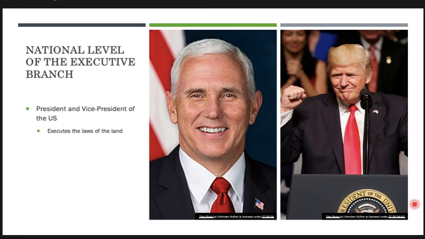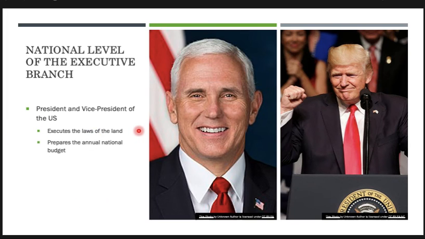So law enforcement is an extremely important part of American society, and our executive branch of government at all three levels are the ones responsible for it. Okay? So they enforce or execute or carry out, which means the same thing, the laws of the land.